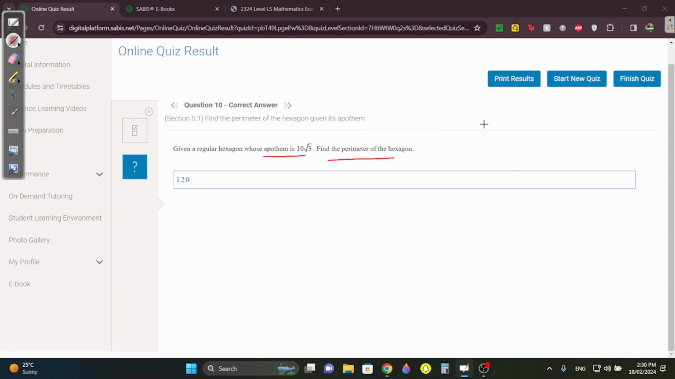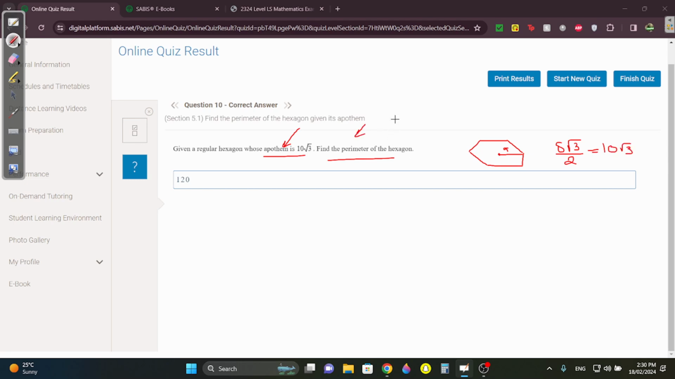Anyway, that's the apothem. Let me draw it again, like this. Yeah, this is the apothem. That's what we call a. The equation for this apothem is s radical 3 over 2. They're telling me the apothem is 10 radical 3. So s radical 3 over 2 is 10 radical 3.